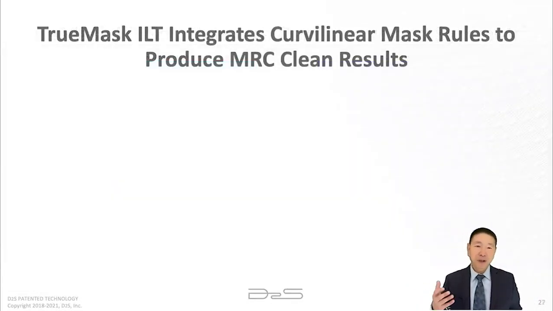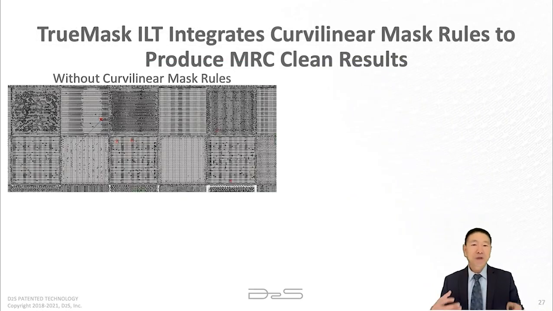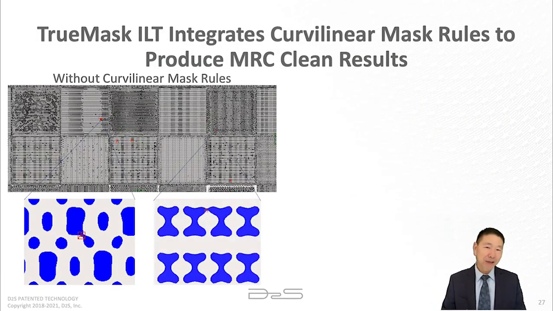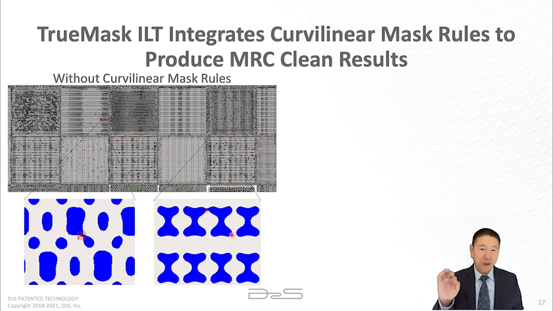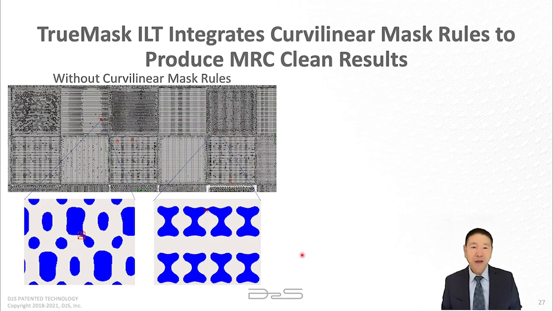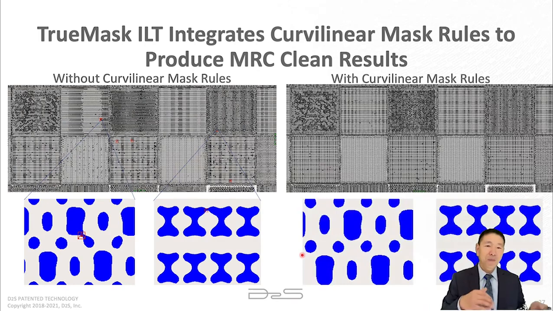And also you have to meet an MRC requirement. Although you generate curvilinear ILT mask patterns, it doesn't guarantee you always meet the mask rules. Those are things like minimum area, minimum CD, minimum space. So you need to have a mechanism to clean up, to make sure your patterns satisfy the mask rules.